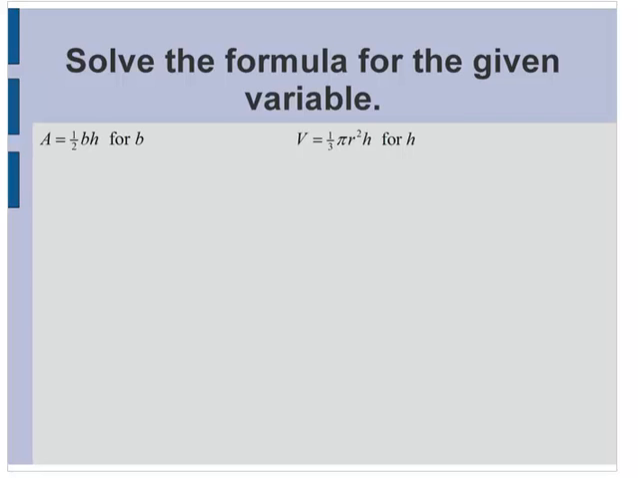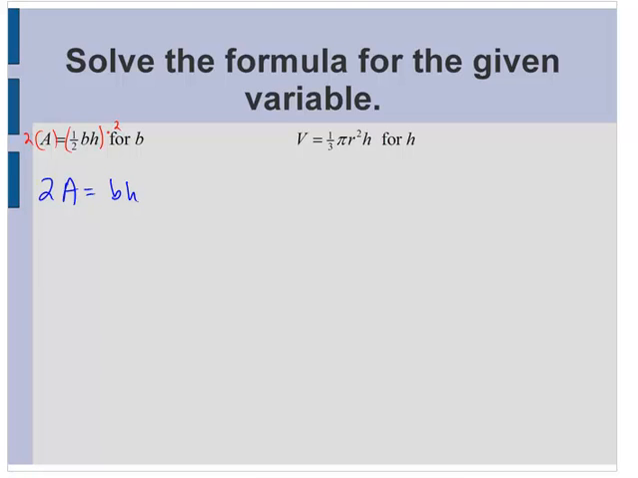Well, just like with other equations, we are allowed to add, subtract, multiply, and divide appropriately. And so what I would do first is, I'd want to get rid of this fraction. I don't like that 1/2. I could divide by 1/2, but dividing by 1/2 is the same as multiplying by 2. So I now have 2A is equal to B times H.